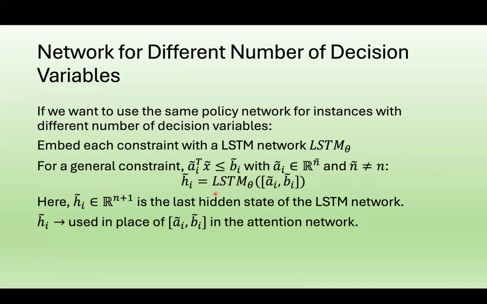The nice thing about this LSTM network is that the last hidden state has n plus 1 neurons. So we just pick this last hidden state and use it in place of the concatenated vector (a_i tilde, b_i tilde) in the attention network. This is because the last hidden state is a vector of size n plus 1. So this is how we resolved the issue when we wanted to use the same policy network for instances with different numbers of decision variables.